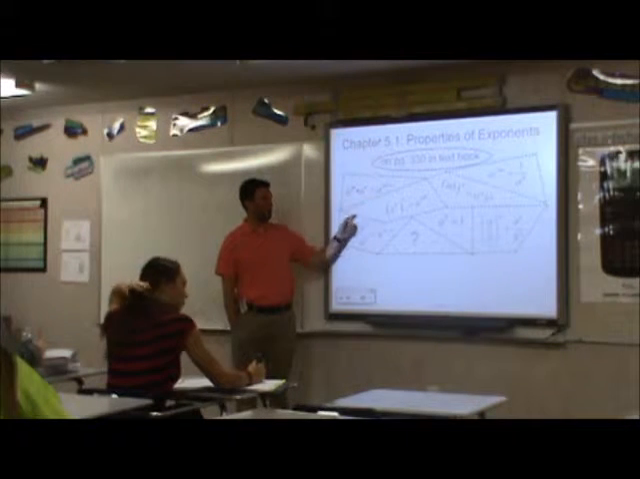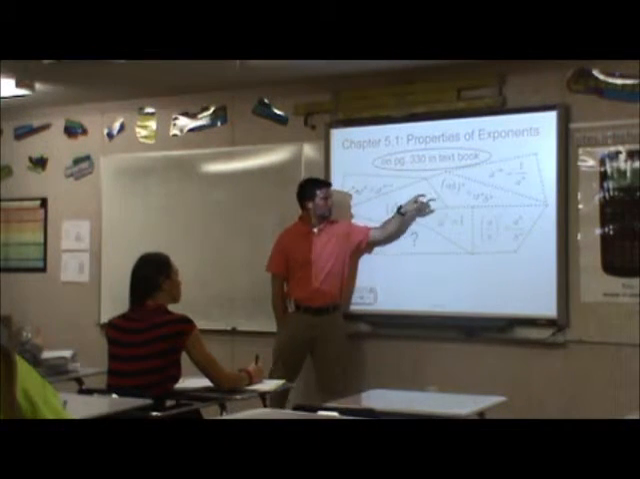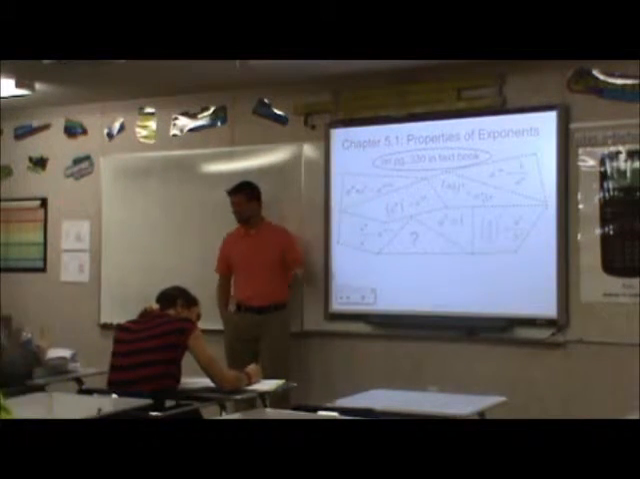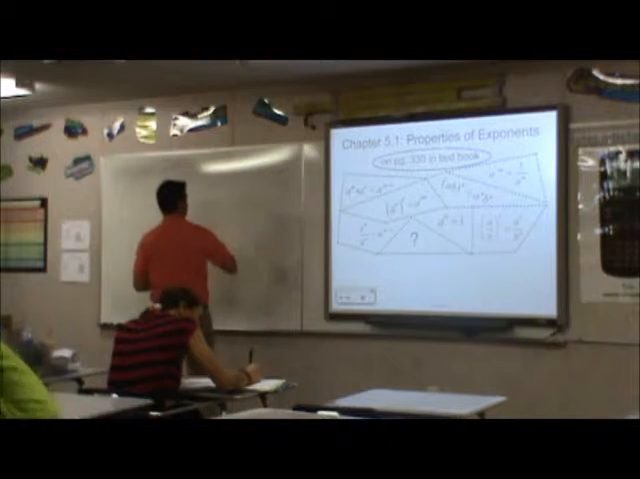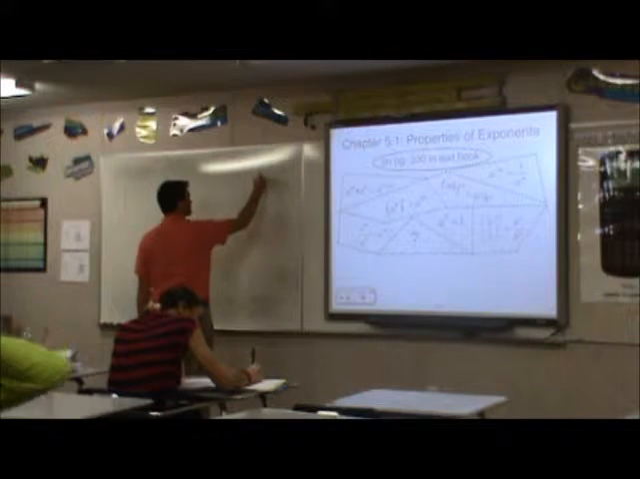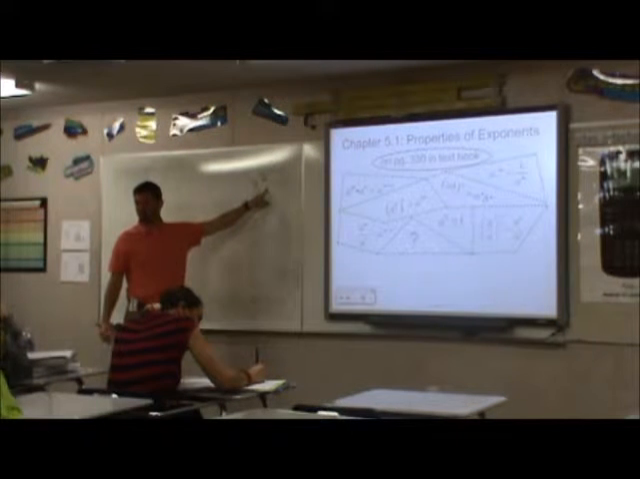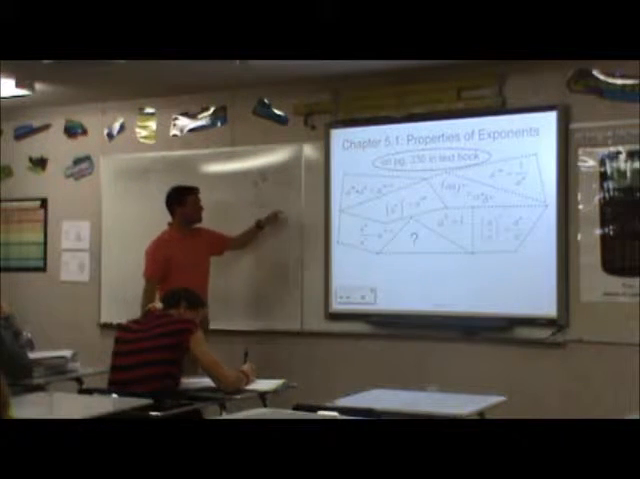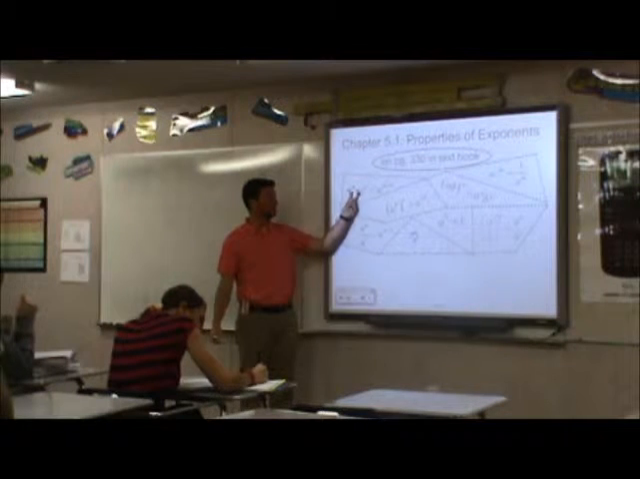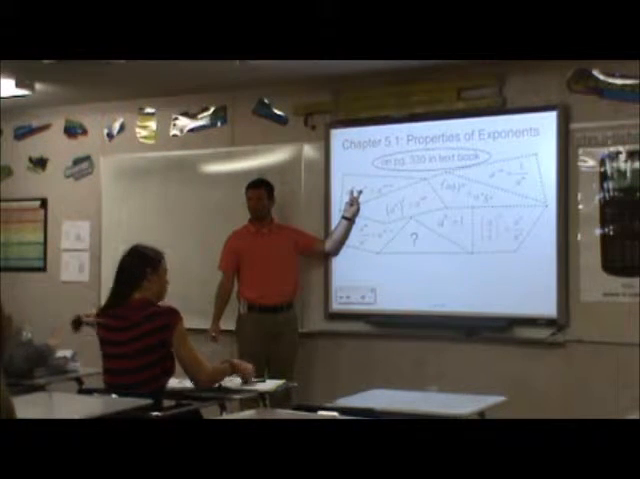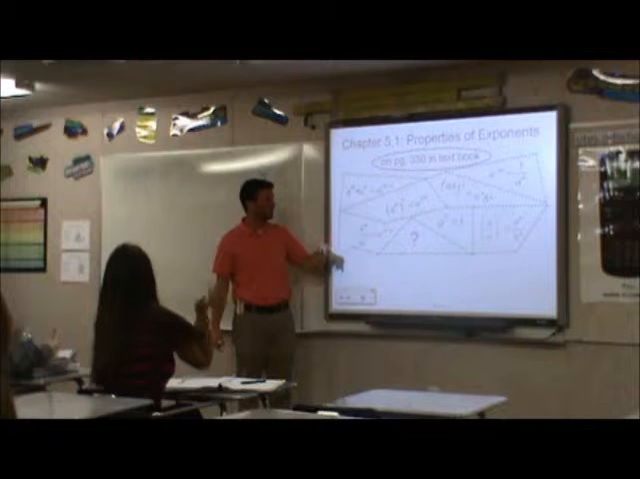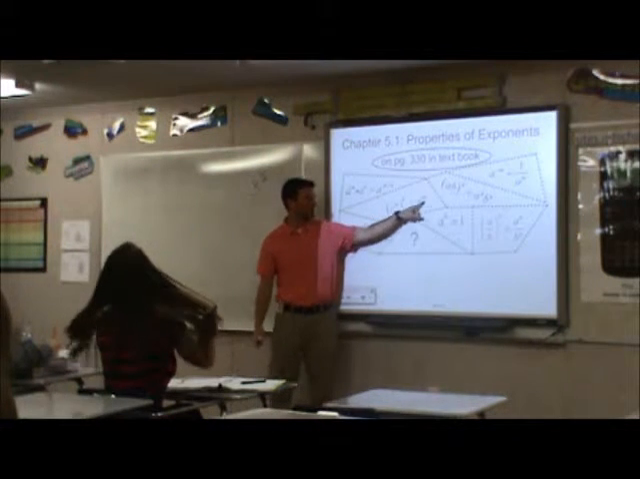The A in all of these and the B, those are my bases, right? So if I have an exponent, something like this, 3 is called a base. What's the 2 called? The exponent, right? So if the bases are the same and I'm multiplying, what do I do with the exponents? I add. This is called a power to a power.